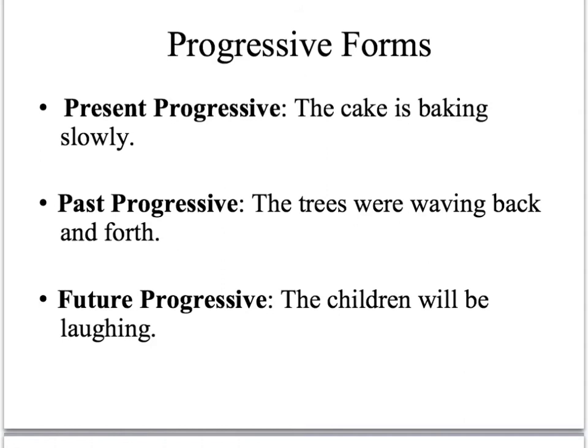The present progressive, the cake is baking slowly. This example is showing that the cake is actually baking at this time, with the helping verb is baking. Baking, ending in ing. The past progressive, the trees were waving back and forth. Notice the verb waving and the helping verb were. Progressive forms are always going to end in ing. And then we have the future progressive. The children will be laughing. Will be with laughing.